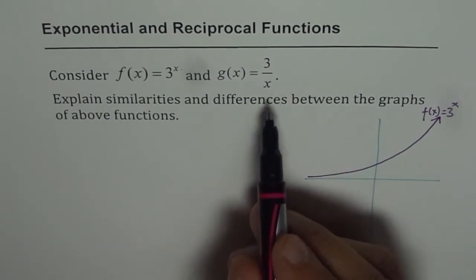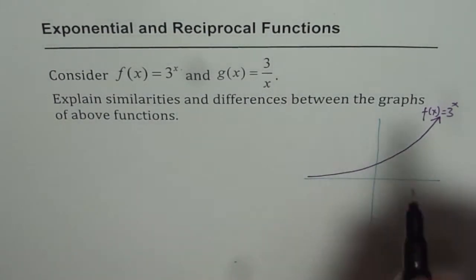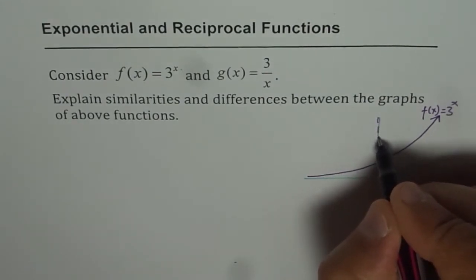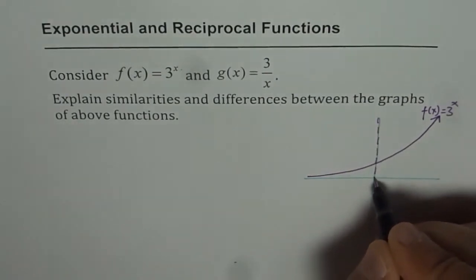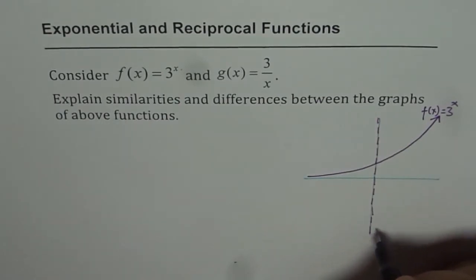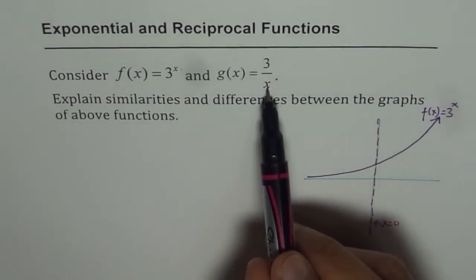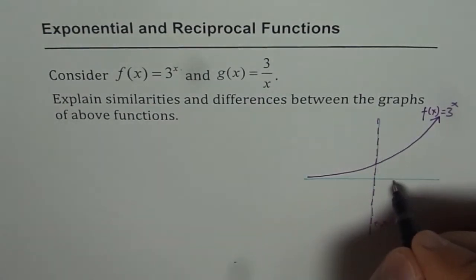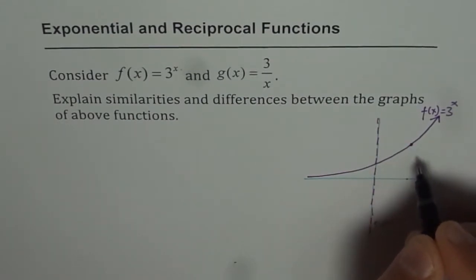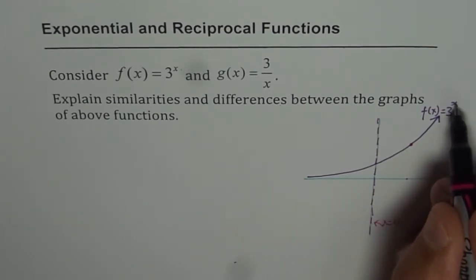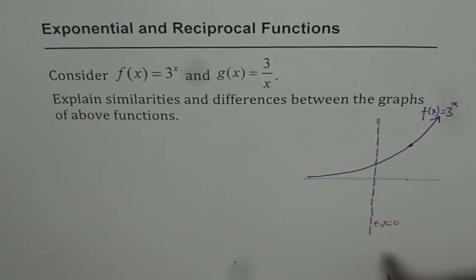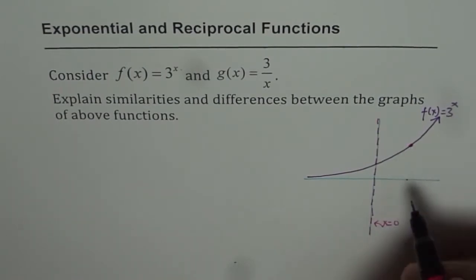So 3 over x, when x is equal to 0, then we have a vertical asymptote. So for 3 over x, let me draw a vertical asymptote first. That is the y-axis, or x equals 0 is a vertical asymptote. Now, if x is 1, then the value of the function is 3. So let us say this is 1 for us. In that case, the value of the function will be 3. Now, I put a point here on 3 to the power of x because if x is 1, 3 to the power of 1 is also 3. So that point is common. So that's a common point for us.